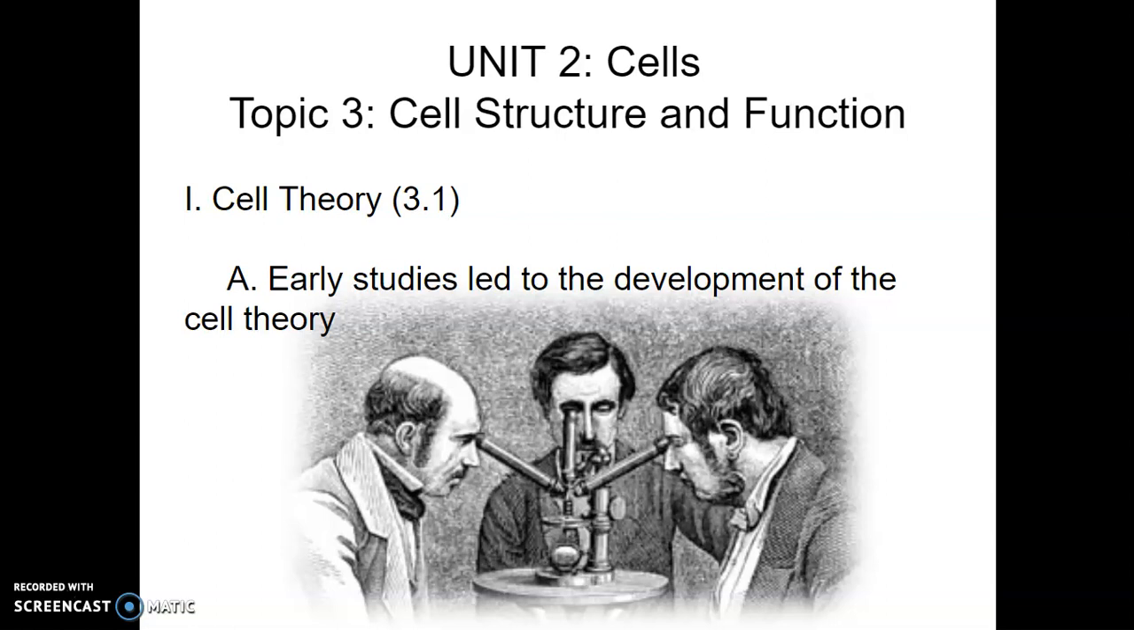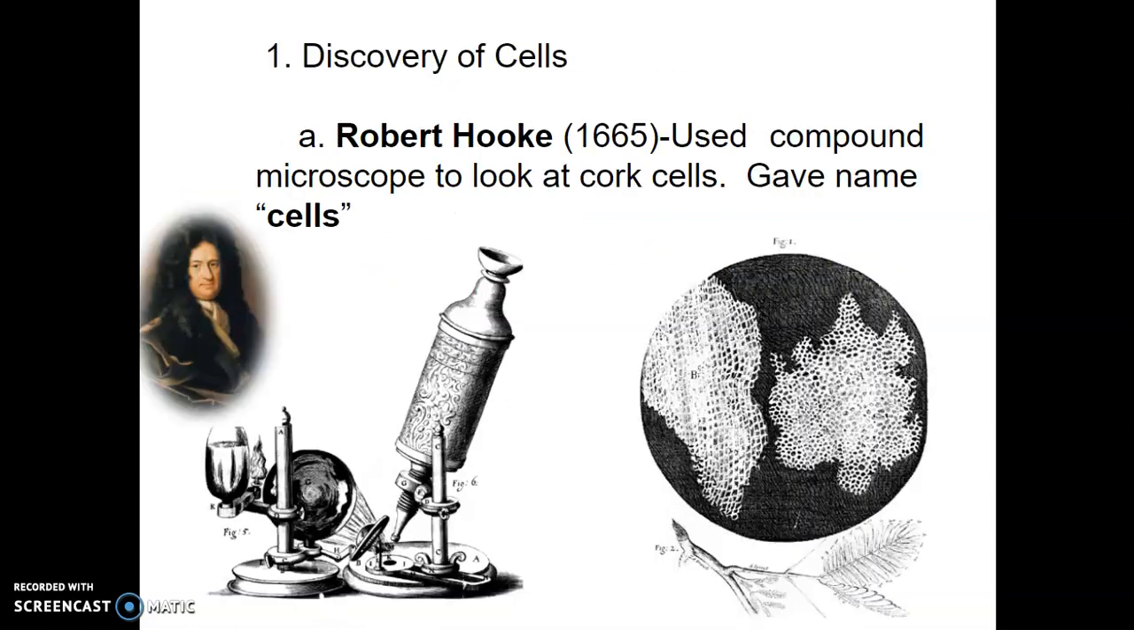So you'll see as we go through some scientists in the past how they progressed learning about the cells and new information kept getting added. It would be foolish to say that our knowledge of the cell is complete right now because we are still learning some things. But in this unit, we're going to learn about what we already know. So anyway, cell theory. Early studies led to the development of the cell theory. Let's talk about the discovery of cells.